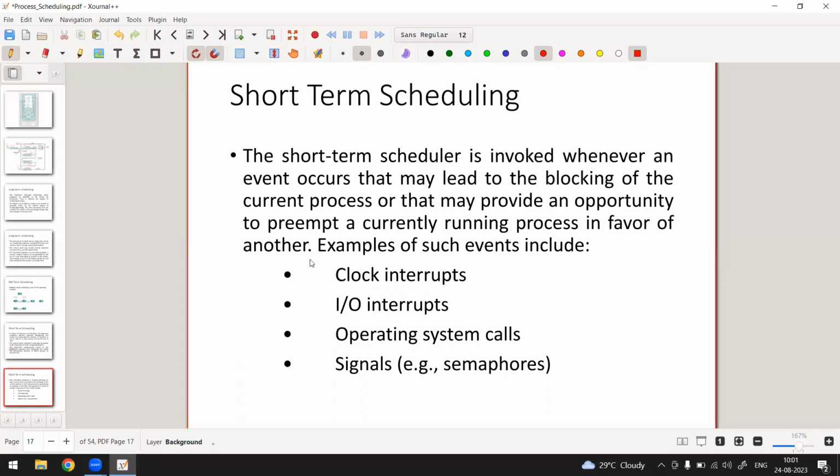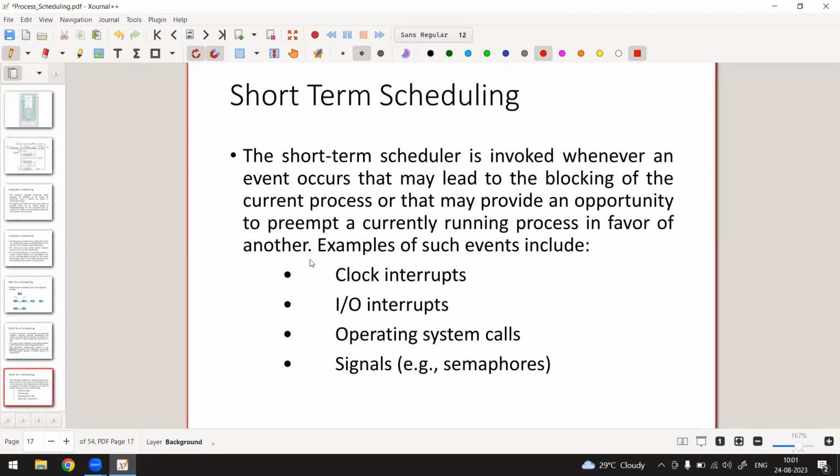So that is the clock interrupt. Then an IO interrupt means that the current process which is executing will require some IO, and due to that IO request, the process will be switched. Operating system calls, some specific system calls, will also cause the process switch. And finally some signals, like semaphores. We will see what a semaphore is later on, but any kind of operating system signal which will cause the process switch will invoke the short-term scheduler.